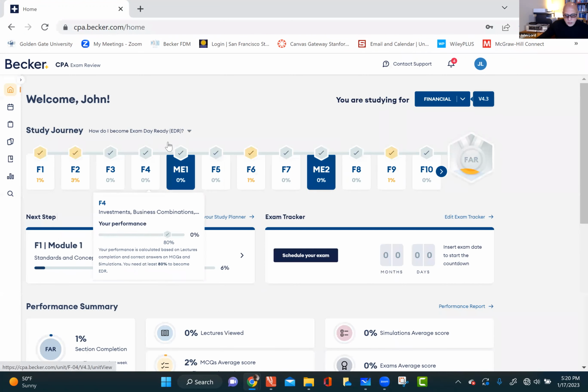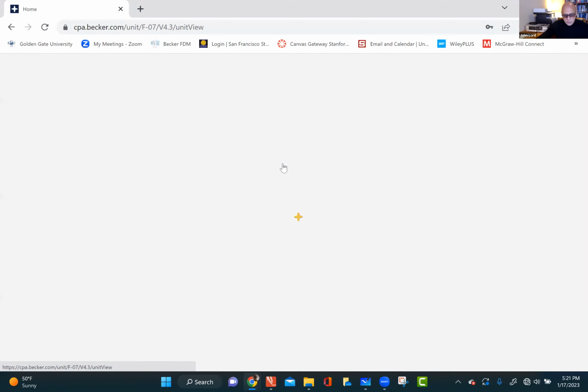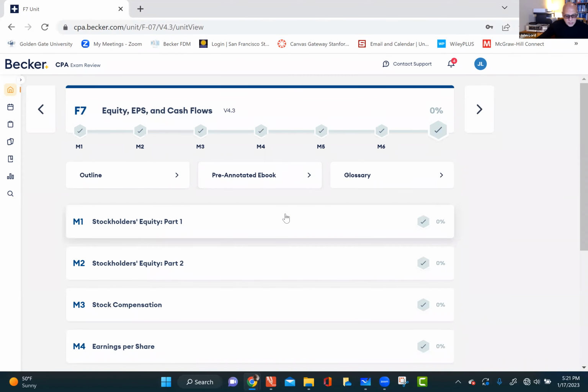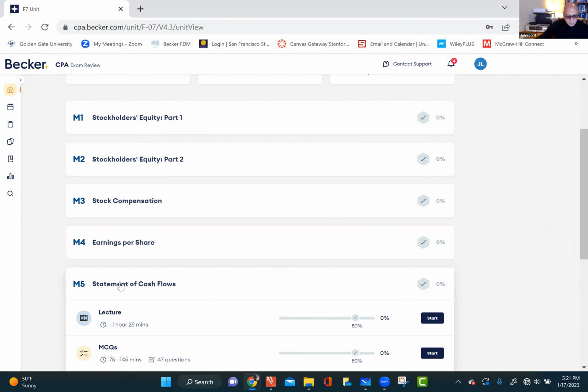And for this particular exercise, guys, even though we are sitting here and we're obviously in Financial 1, I want to go ahead and look at something from F7, dealing with my statement of cash flows. Now, you can see that I'm here in Module 5. I'm in Chapter 7. I'm going to go down to Module 5, Statement of Cash Flows.